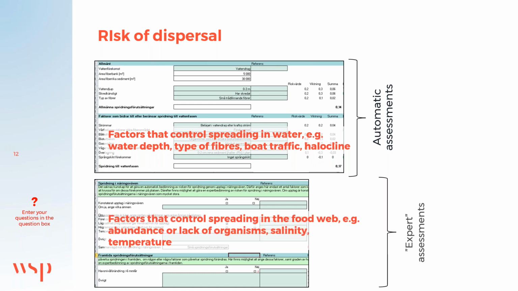For some of the more complex factors, we were not able to do an automatic assessment, and the user had to assess the risk manually. And there were factors that control spreading and uptake in the food web mainly.